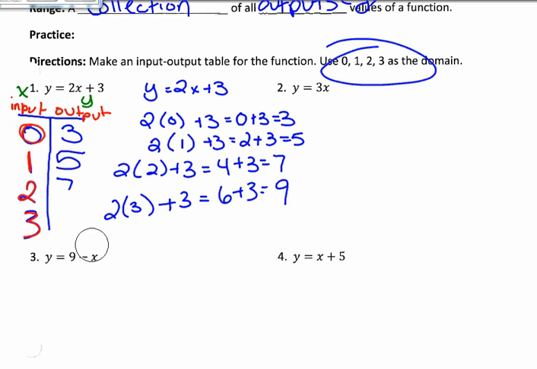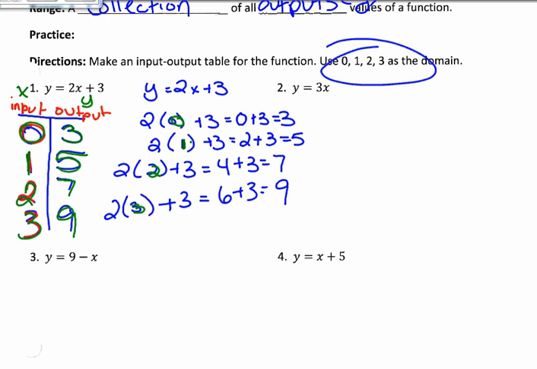Let's make that a little prettier. All right, so let's look at this again. When I put in 0 here, I got out 3. When I put in 1 here, I got out 5. When I put in 2 here, I got out 7. And when I put in 3 here, I got out 9. So we take each of our numbers, put it into our equation, and solve.